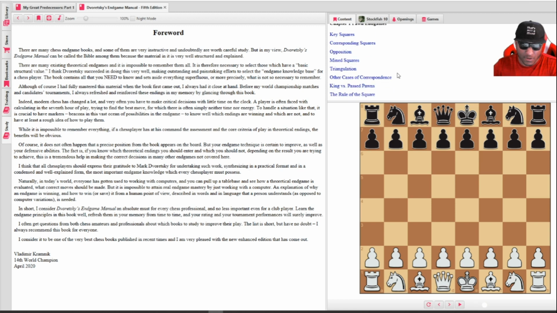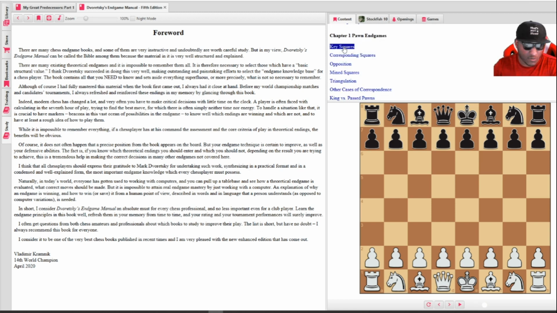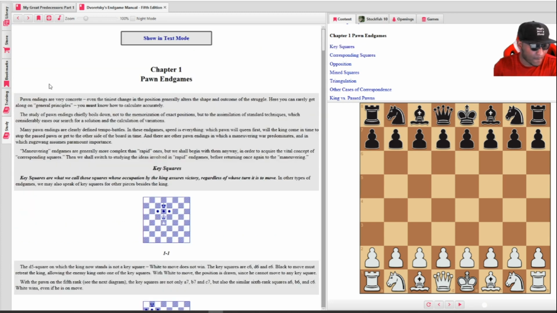I'm going to scroll over to the right and go down to Pawn Endgames in Chapter 1, Key Squares. Let's go. Here we go. Now, this stuff I am going to read, because I like to read books front to back. If we weren't on video, I would absolutely read the foreword and the introduction and the author's notes and everything else, because you want the full experience of reading the book. So here, we're going to read this, absolutely.